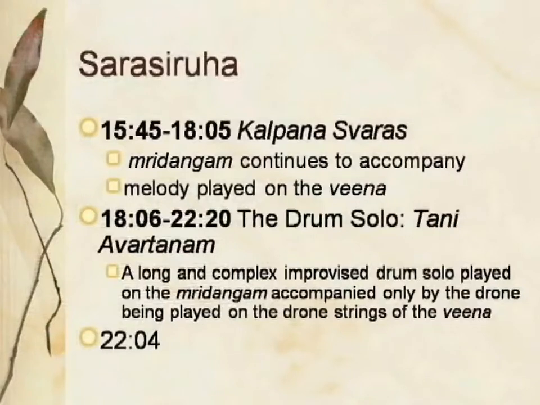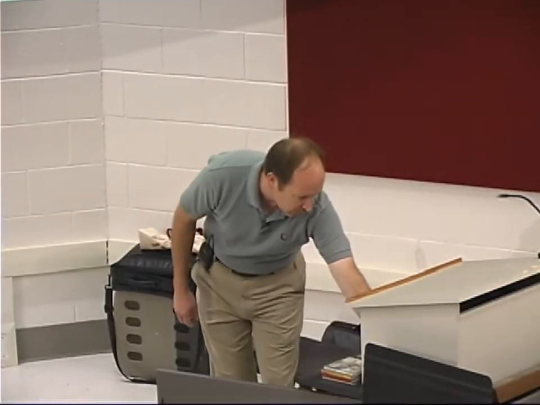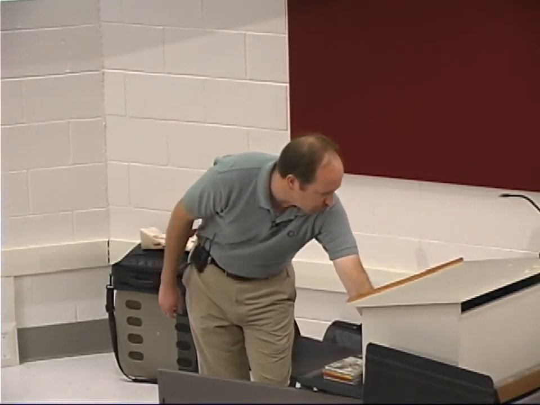So this is the main event, and it's going to go on until about 15:45, at which point a new improvisational section called the Kalpanasvaras begins. This section is an improvisation on the actual notes that make up the raga, but the madrungam is going to continue. So as you move ahead then in the recording to 1545, we'll hear just a bit of that.